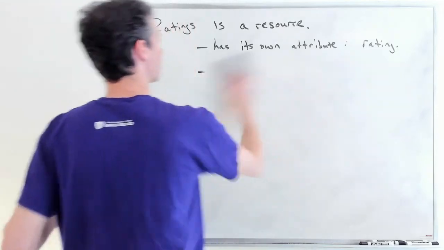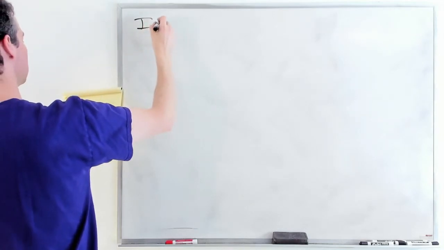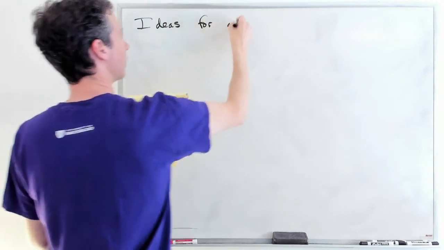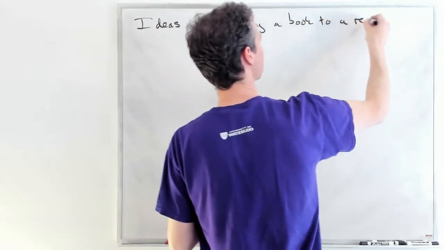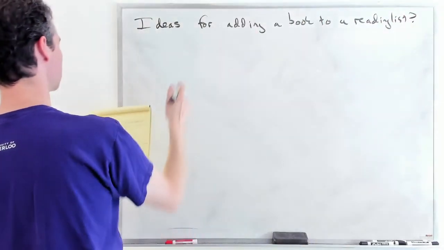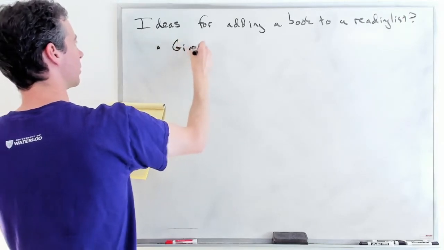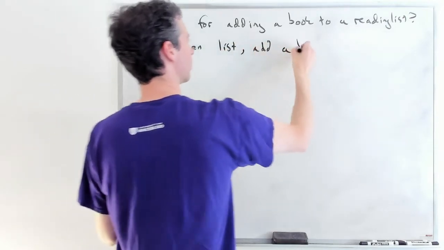More complex is dealing with reading lists. So reading lists don't have their own attributes. It's not clear, should they really be a resource on their own? All right, so what sort of ideas can we have for adding a book to a reading list? So let's think about it. We could have a situation where, given a list, add a book to it.